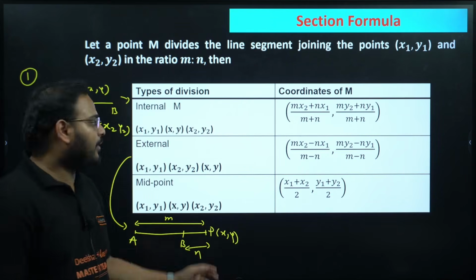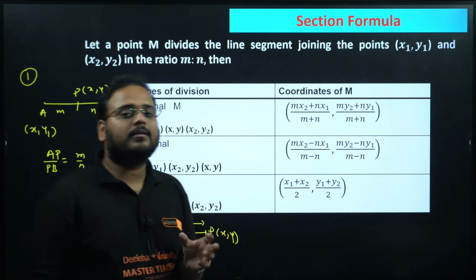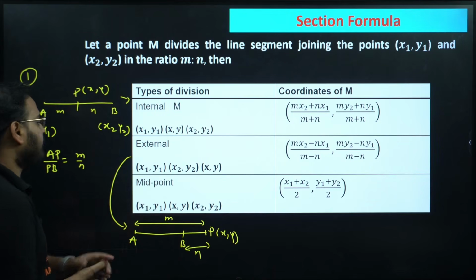X comma y, you find it like mx2 minus nx1 upon m minus n, and for y coordinate m y2 minus n y1 upon m minus n. Okay, what about the midpoint formula?